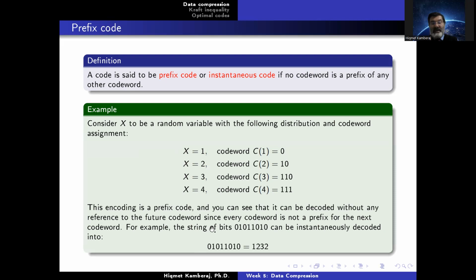Let's consider this string of bits 0, 1, 0, 1, 1, 0, 1, 0. Then this can be instantaneously decoded. You could notice the first 0 can be decoded as 1. Then the next one, 1, 0, can be decoded as 2. Then the next one, 1, 1, 0, can be decoded as 3. Then what is left, 1, 0, can be decoded as 2.